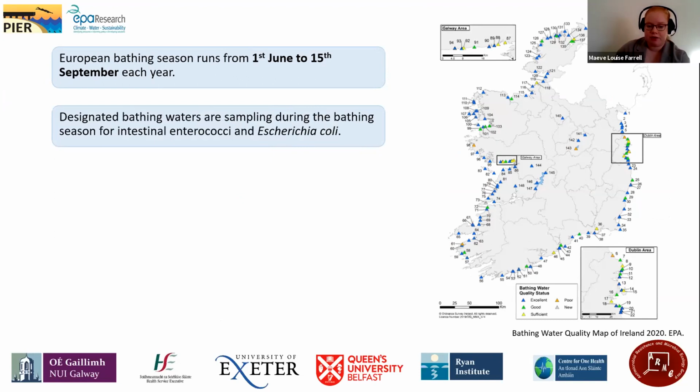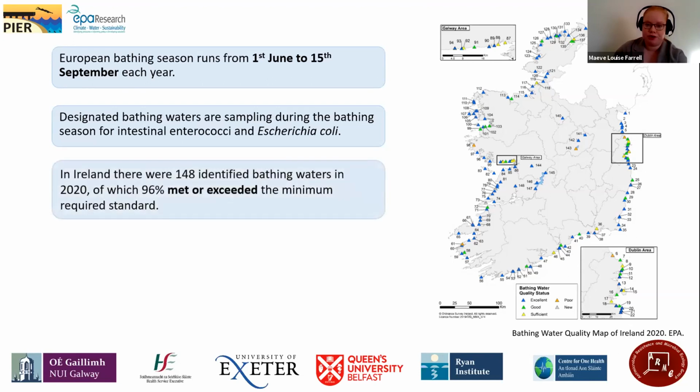And essentially they are given a water quality classification from excellent to poor, so excellent, good, sufficient and poor. And these are based over a 4-year period. So when you see a bathing water has an excellent status, that would accumulate a total of 16 samples over a 4-year period, so 4 samples per bathing period.